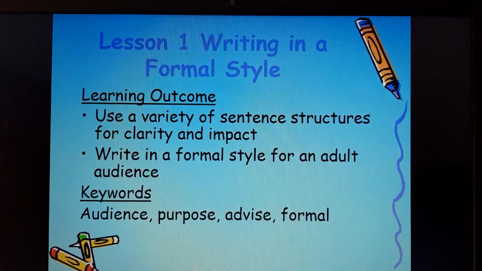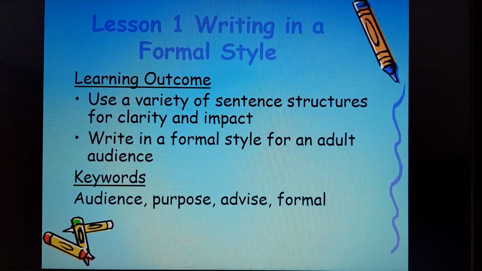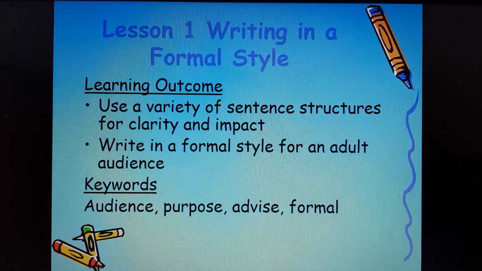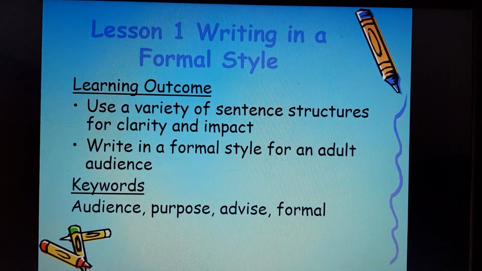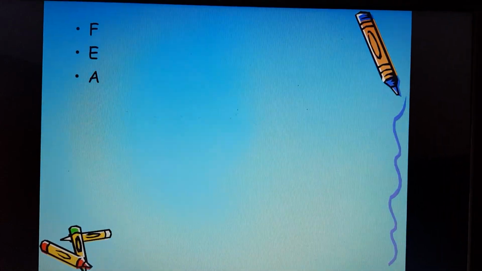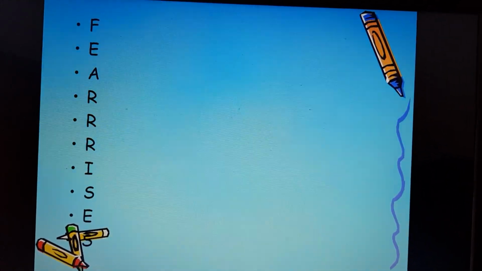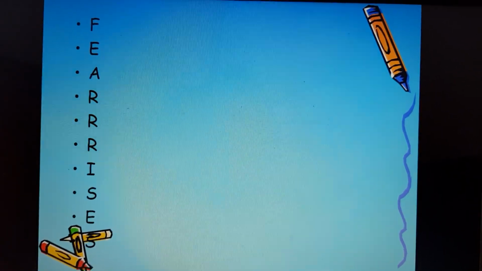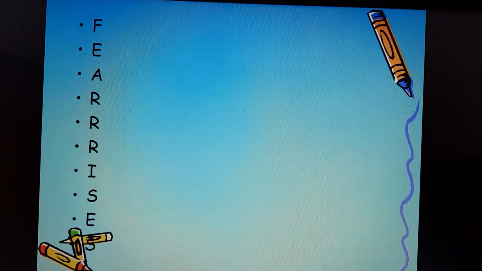Now, when we're doing writing to advise, you'll find that we use some of the same techniques that we used in persuasive writing. So to start us off, we're just going to have a bit of a recap on FEAR RISES, okay? So what I'd like you to do is to write down those letters and then try and write next to it what persuasive technique they stand for. So pause this while you do that.